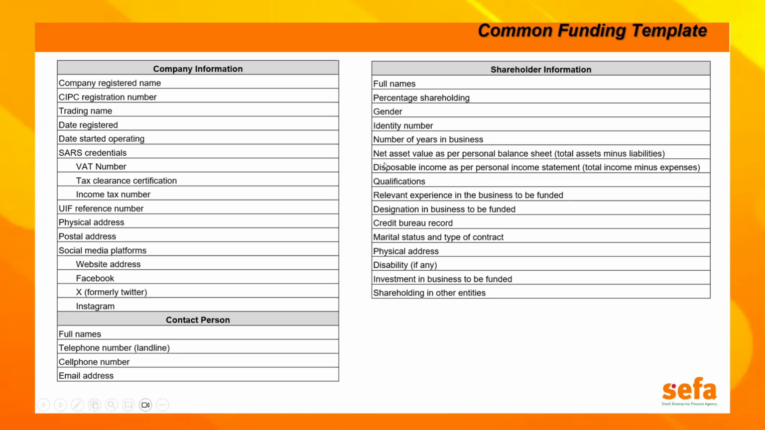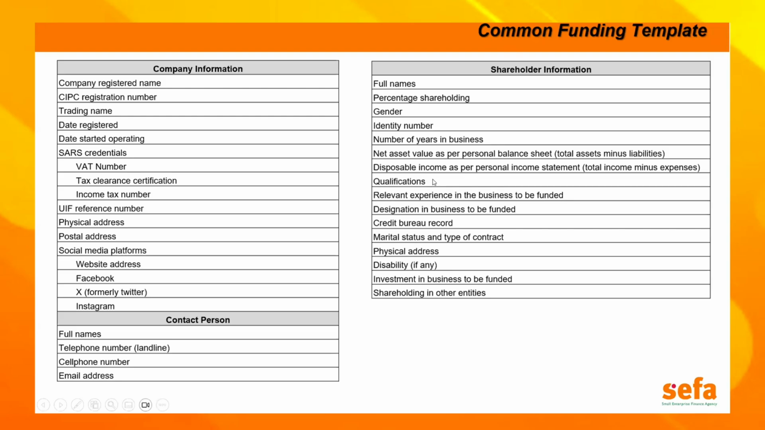The other things that we look for: the net asset value as per the personal balance sheet. For each and every shareholder, we expect to be provided with your personal balance sheet, because that in itself tells us about the type of person you are. The income and expenditure for each shareholder or each member, again, this tells us the lifestyle of that particular shareholder. So in addition to a balance sheet, we also expect to know about the personal income and expenditure, and qualifications.